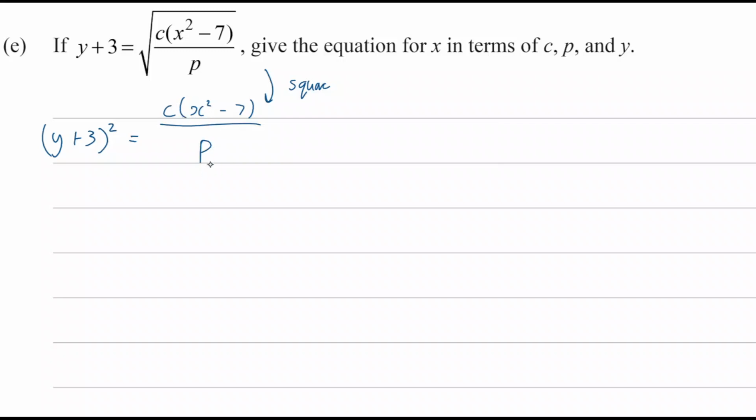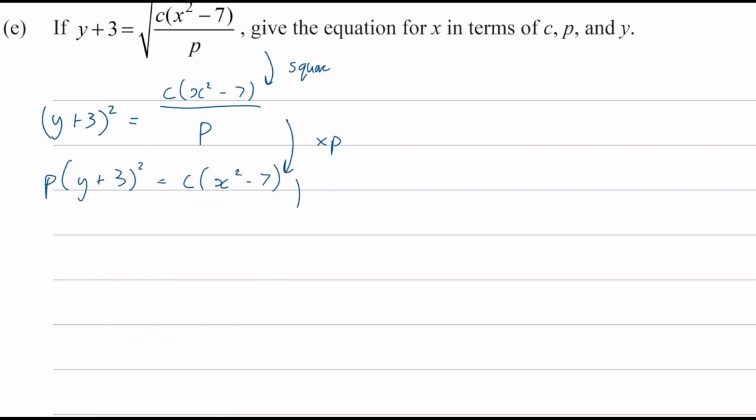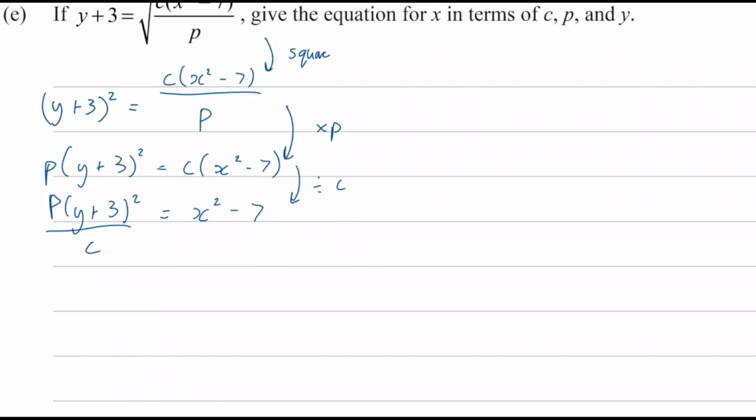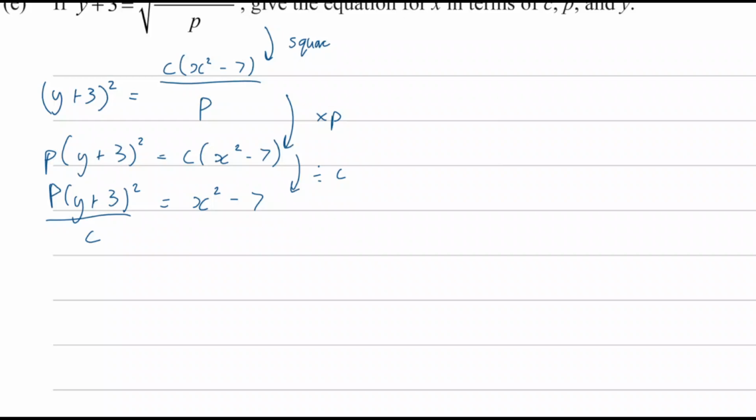And then, okay, let's think. So the c and the p, by BEDMAS, multiply, divide. So we can times both sides by p to eliminate the p from the denominator. Awesome. Now we can divide both sides by c. It's getting even simpler now.